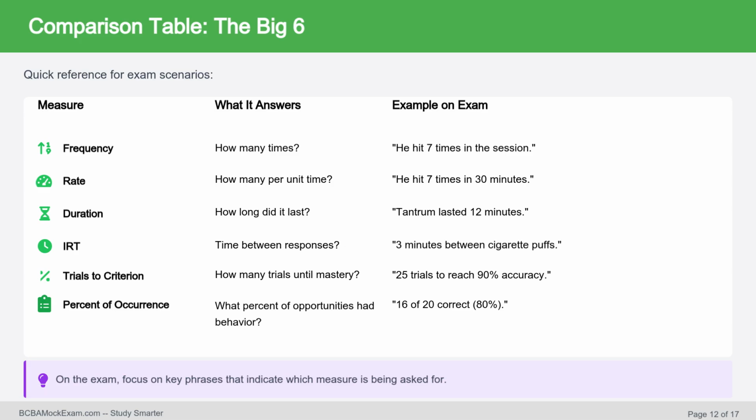Here is the quick summary. Frequency answers, how many times? Rate answers, how many per unit time? Duration answers, how long did it last? IRT answers, time between responses. Trials to criterion answers, how many trials until mastery? Percent of occurrence answers, what percent of opportunities included the behavior? When practicing, train yourself to identify which of these 6 questions the scenario is truly asking.